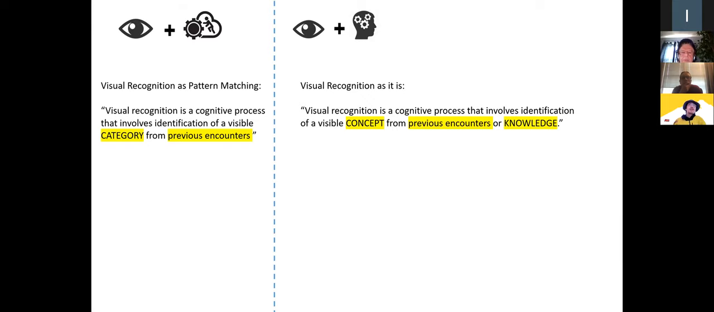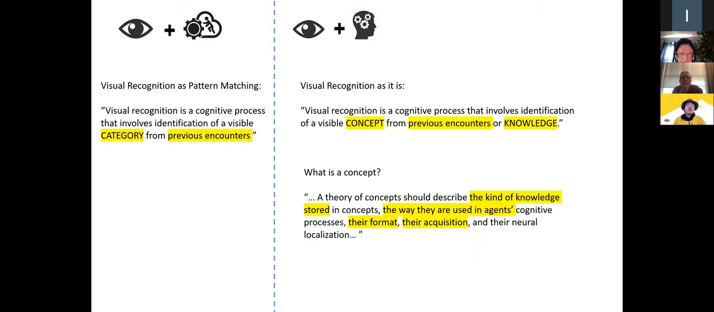And if you delve into the definition of concept, then there is indeed a theory of concepts that has been discussed over thousands of years. A concept describes the kind of knowledge stored in concepts, the way they are used in agents' cognitive processes, their format, their acquisition, and sometimes also their neural localizations.